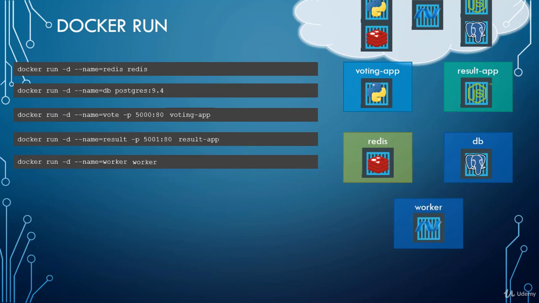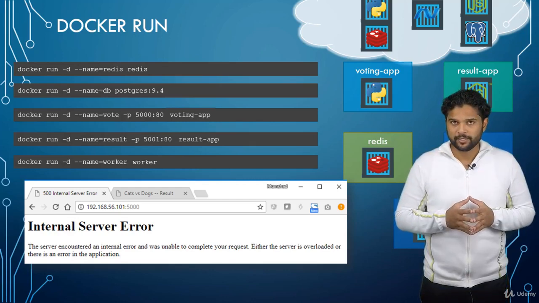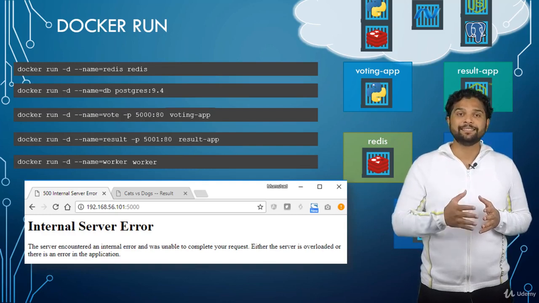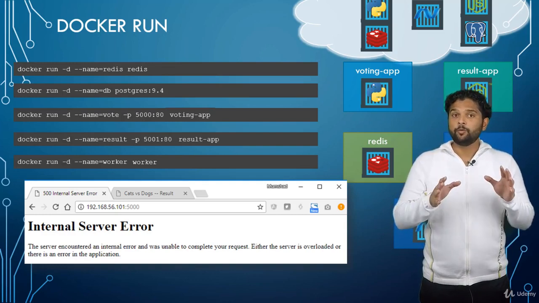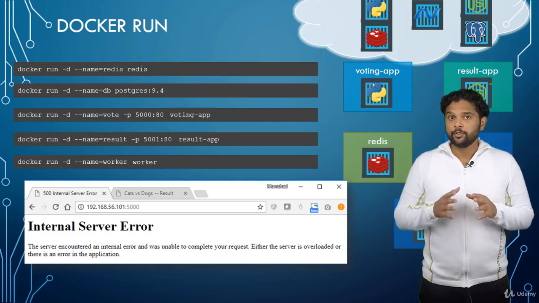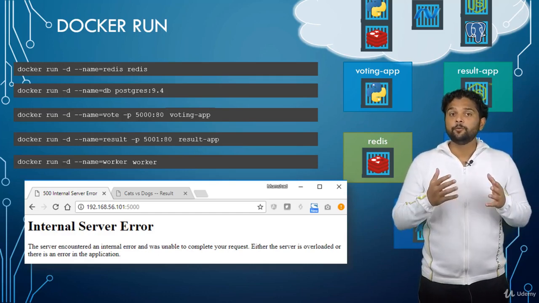Okay, now this is all good, and we can see that all the instances are running on the host. But there is some problem. It just does not seem to work. The problem is that we have successfully run all the different containers, but we haven't actually linked them together. As in, we haven't told the voting web application to use this particular Redis instance. There could be multiple Redis instances running. We haven't told the worker and the resulting app to use this particular PostgreSQL database that we ran. So how do we do that?